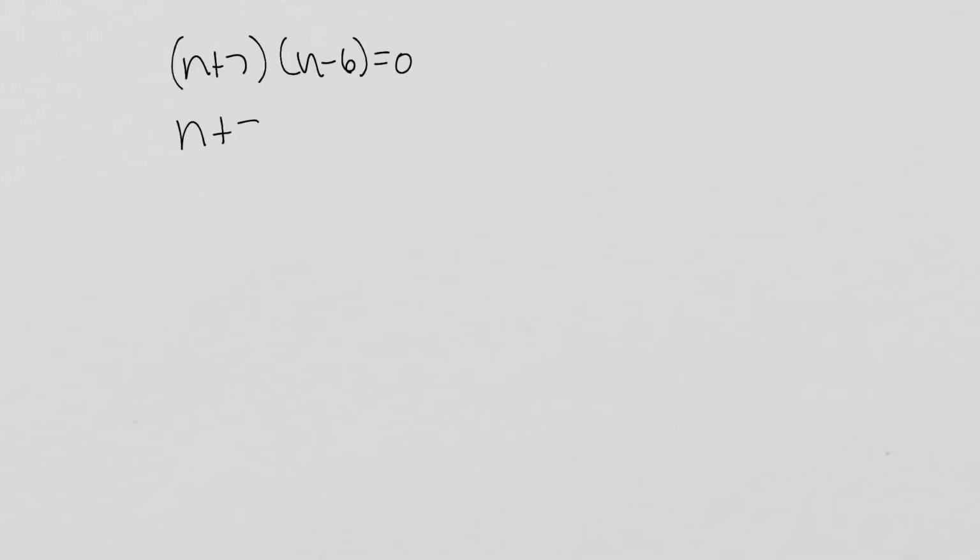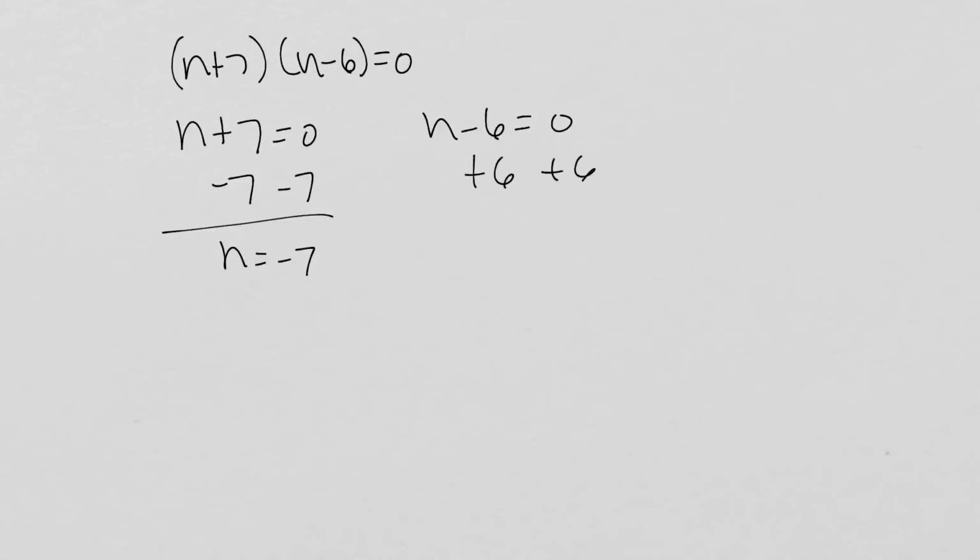Now I'm going to set each linear factor equal to 0 and solve. So n plus 7 equals 0. I subtract 7 from both sides. n ends up being negative 7. With the other one, I'm going to add 6 to both sides. n ends up being 6.